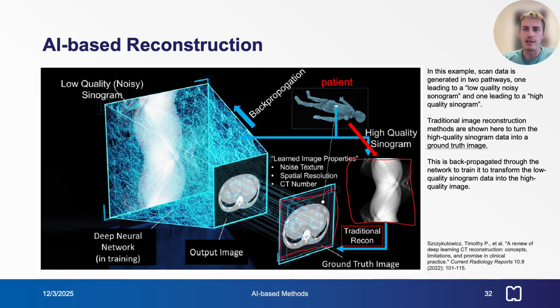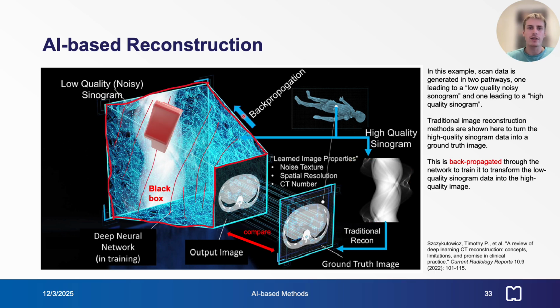Now, with our paired data set, we have our high quality sinogram, which we generated as normal. And then we can use our traditional reconstruction methods, or our gold standard, the best alternative method we have at hand, whether it be iterative reconstruction or filtered back projection. We use this and we generate our ground truth image, the CT scans that we clinically use.